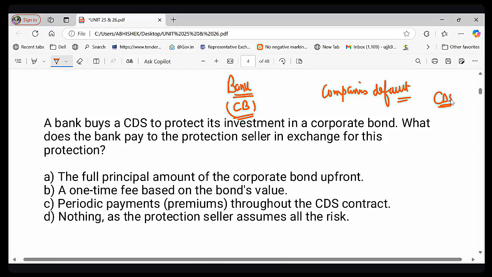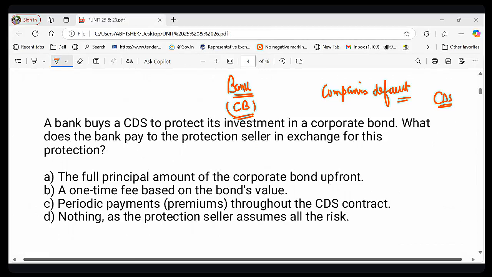But here is the key. In return for this protection, you don't pay the full bond amount, right? So basically, it is just like an insurance. What do you think the correct answer to this question is? Okay, I am getting only one response. I request everyone to answer. This is a simple question, right? You can easily answer this question.